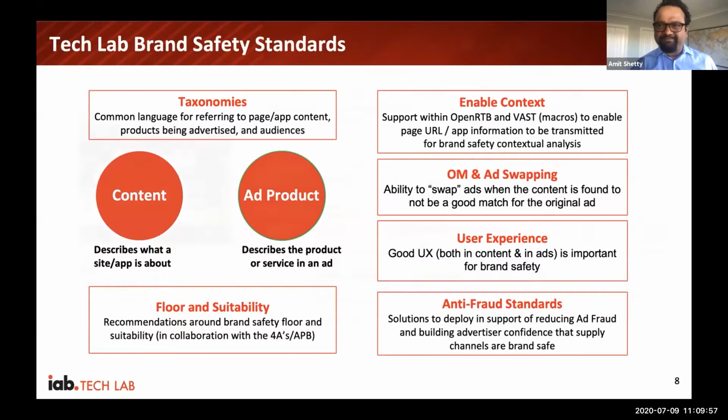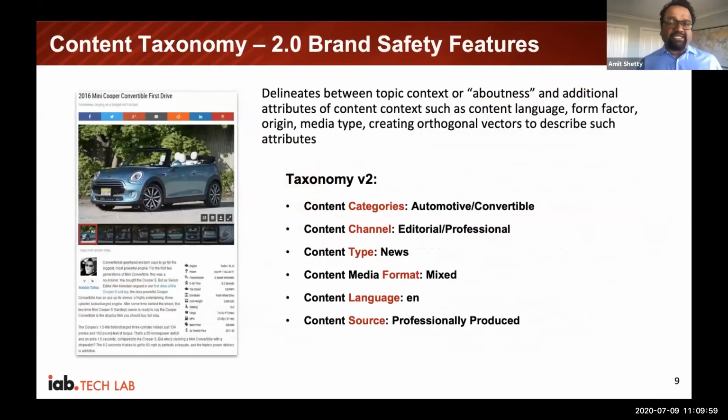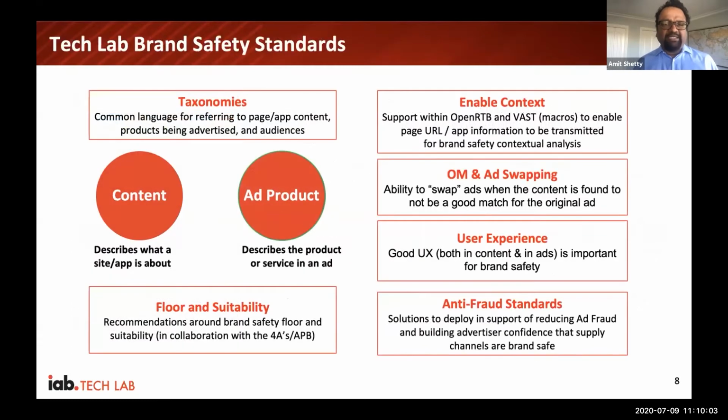The content taxonomy is something that, actually, before I go into that, there are two taxonomies that we focus on around brand safety. One is the content taxonomy, and the second is the ad product taxonomy. The content taxonomy describes what a site or an app is all about, while the ad product taxonomy describes the ad itself, what the product or the service described in the ad is about.